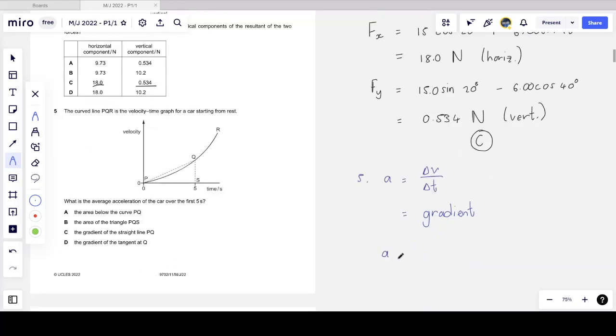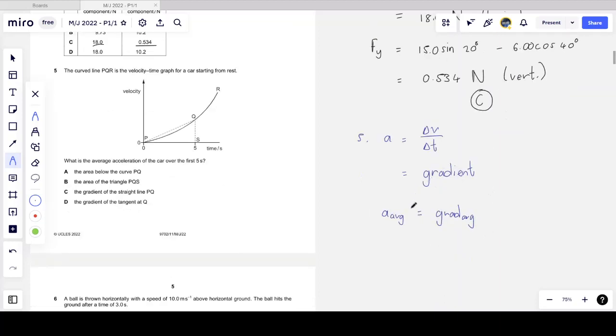Now, the average acceleration, remember, we have a velocity time graph that's curving. And what that means is the acceleration is not constant. Car starts from rest and the acceleration increases, which results in a curved velocity time graph. Now, average acceleration will be average gradient. And so what is the average gradient? It is the gradient of PQ. So it's the gradient of the straight line PQ.